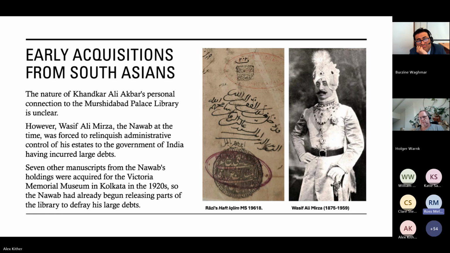Seven other manuscripts from the Nawab's holdings were acquired for the Victoria Memorial Museum in Calcutta in the 20s. So it's clear that the Nawab had already begun releasing parts of that library in order to defray his debts. And that sort of provides a rationale, I think, for the entrance of this Hafta Qaleem manuscript onto the market.